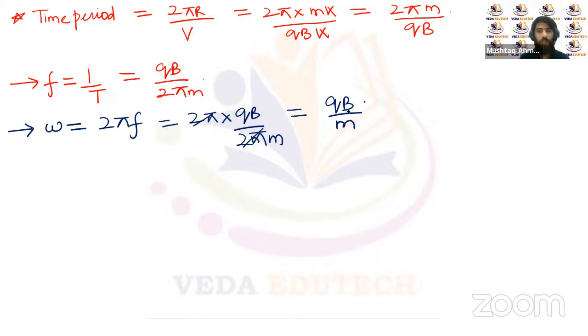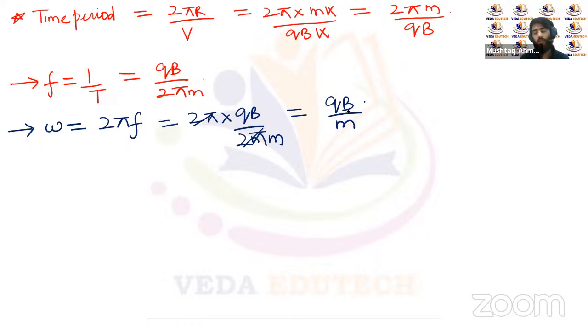So we calculated the time period of this particle, the radius, the frequency, as well as the angular frequency of this charged particle. So this is how we can calculate different things for this particle.